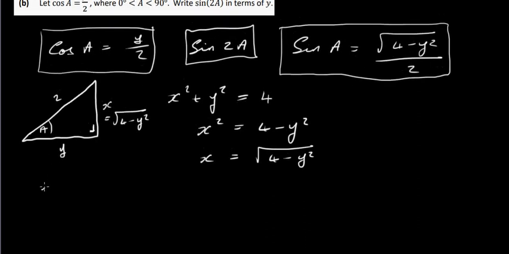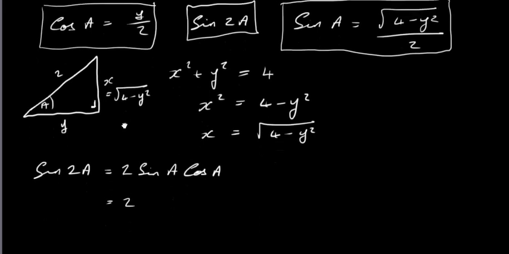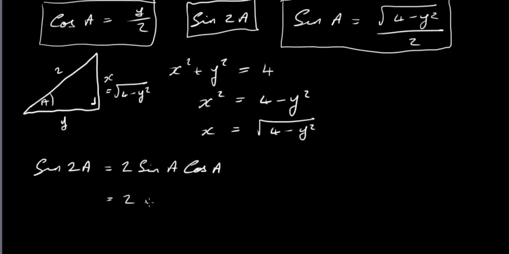So the sine of 2A, if you look up your trigonometric identities in your tables, you'll find that the sine of 2A is equal to 2 sine A cos A. So we know the sine of A is the square root of 4 minus y squared over 2. And we've got to multiply that by the cosine of A. Well, the cosine of A is y over 2. Okay, so we've written the sine of 2A in terms of y.